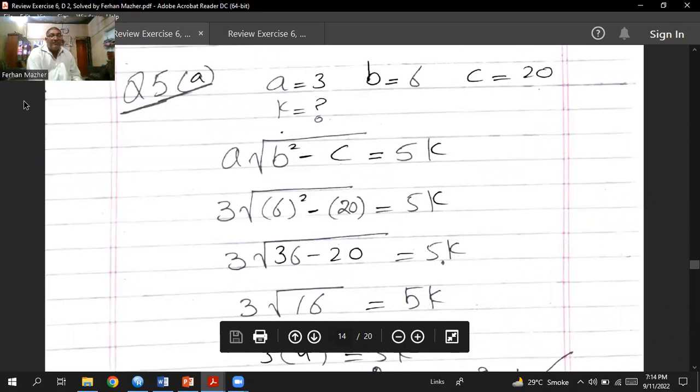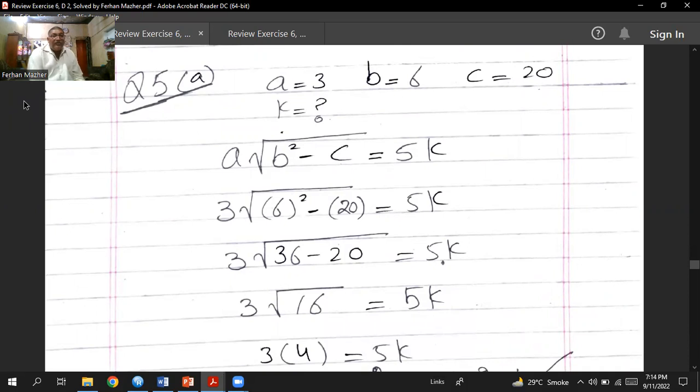So a times the square root of b square minus c equals 5k. In the place of a, I will substitute 3. In the place of b, I will substitute 6. And in the place of c, I will substitute 20. So you will have 3 square root of 6 square minus 20 equals 5k. So 3 square root of 36 minus 20 equals 5k. So 3 into the square root of 16 equals 5k. The square root of 16 is 4.